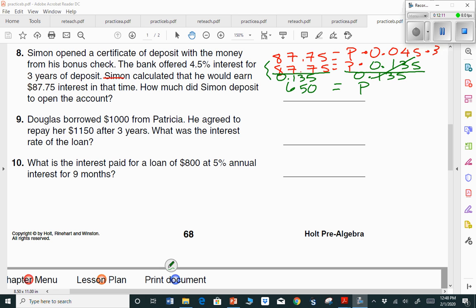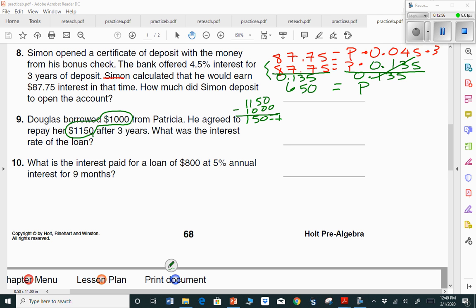All right, question number 9 is a little more interesting. Douglas borrowed $1,000 from Patricia. He agreed to repay her $1,150 after 3 years. What was the interest rate of the loan? Okay, so let's look at these two numbers here. He borrowed $1,000 from her, and he paid her back $1,150. And so 1,000 of that was just paying back the 1,000 that he borrowed. So how much interest did he pay? Well, he paid the difference, which was $150 in interest.